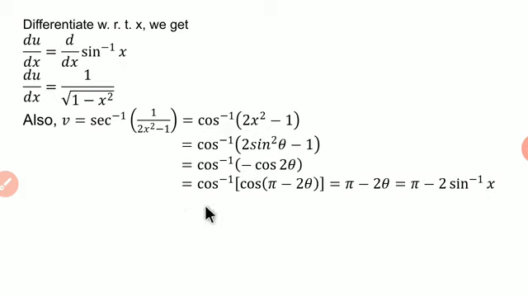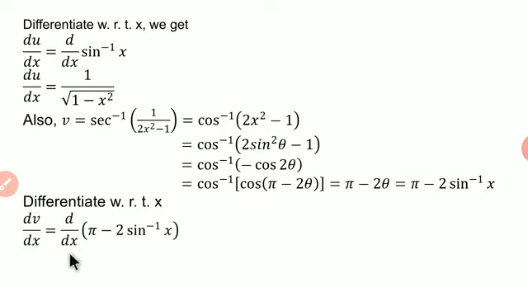Now differentiate this with respect to x. We get dv by dx is equal to d by dx of pi minus 2 sine inverse x. It is equal to the derivative of pi, which is 0, and the derivative of minus 2 sine inverse x is minus 2 upon square root of 1 minus x square. So it is the value of dv by dx.